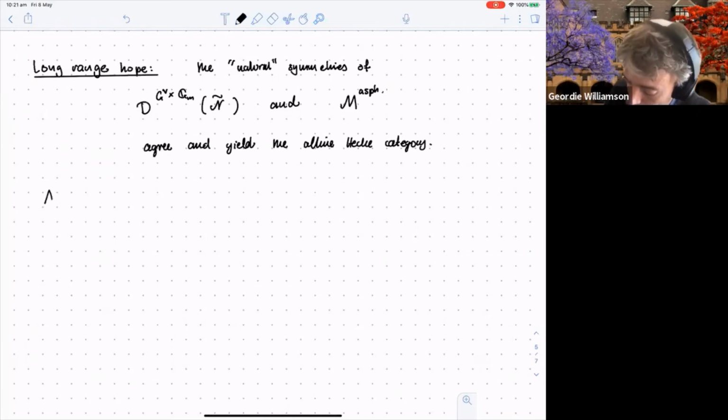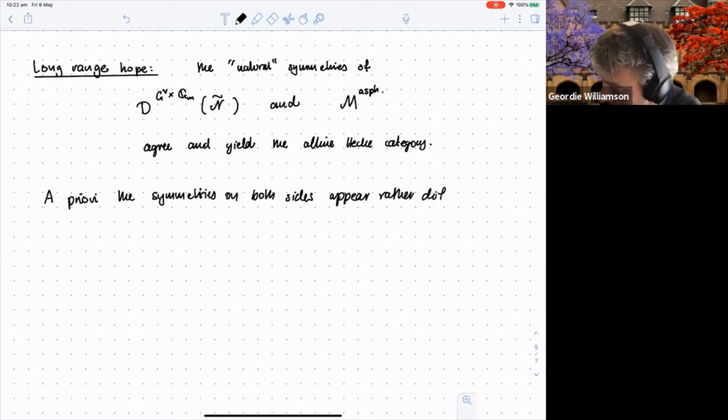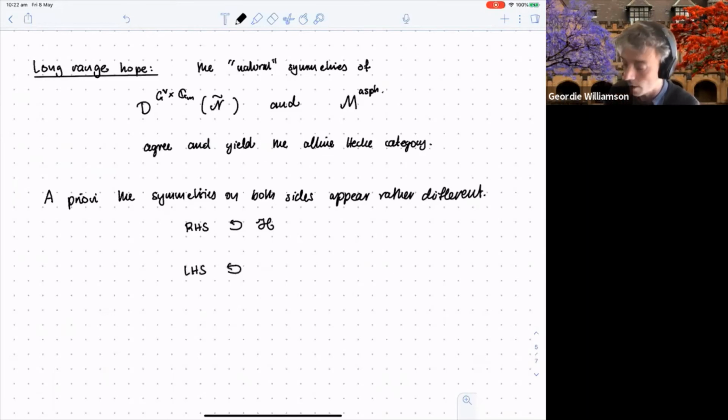Okay. But I just want to point out that a priori, the symmetries on both sides appear rather different. So this is a short way of saying that we have a lot of work to do. So what acts on the right-hand side? This is naturally a module over the affine Hecke category. But this is kind of nowhere to be seen on the left-hand side. What acts naturally here? Well, rep of G check acts naturally here.